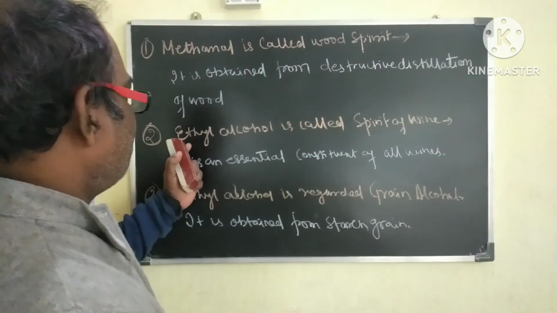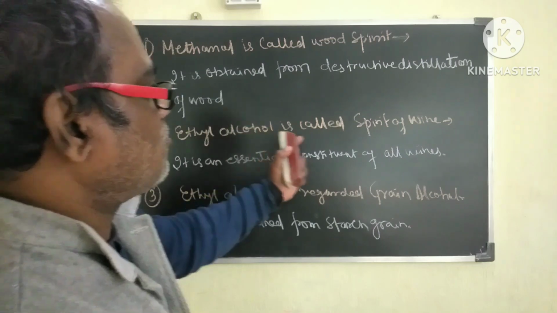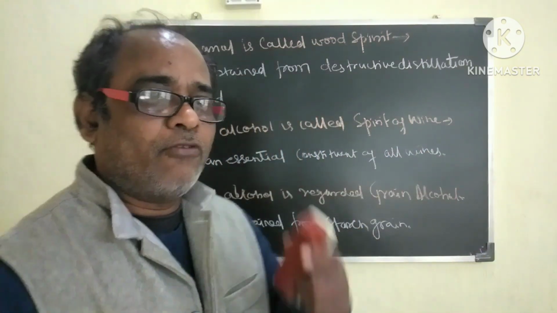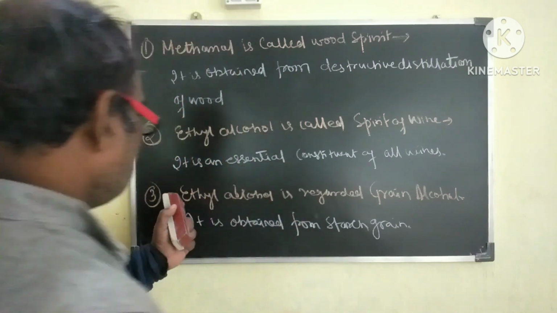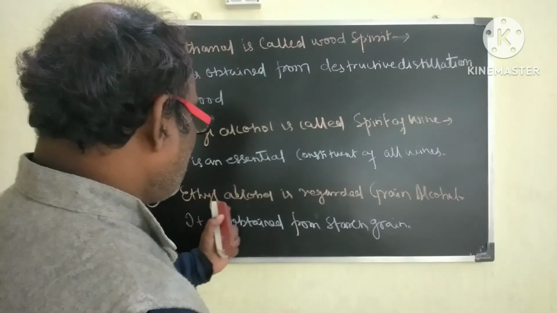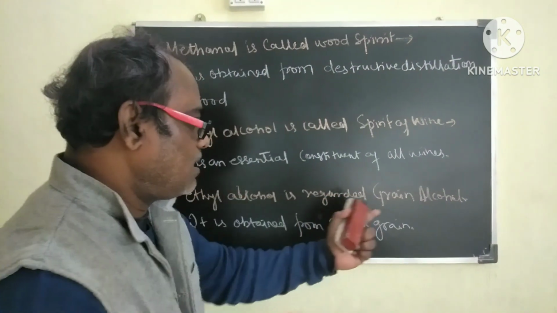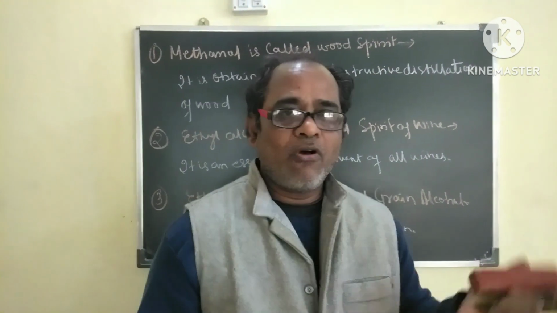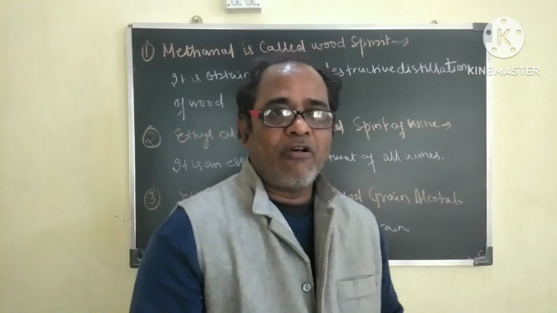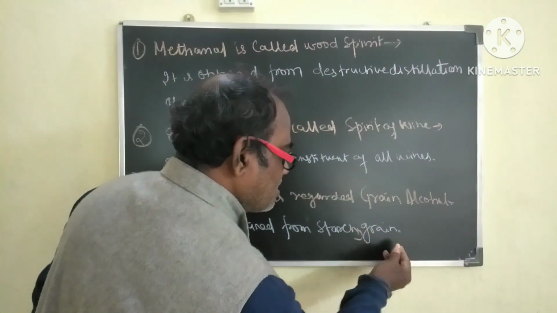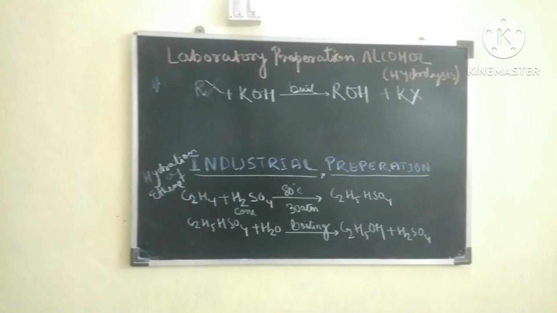Next, another question may be: ethyl alcohol is called spirit of wine because it is the essential constituent of all wines. Also another question may be: ethyl alcohol is regarded as grain alcohol. Why is ethyl alcohol called grain alcohol? Because this type of alcohol is obtained from starchy grain.